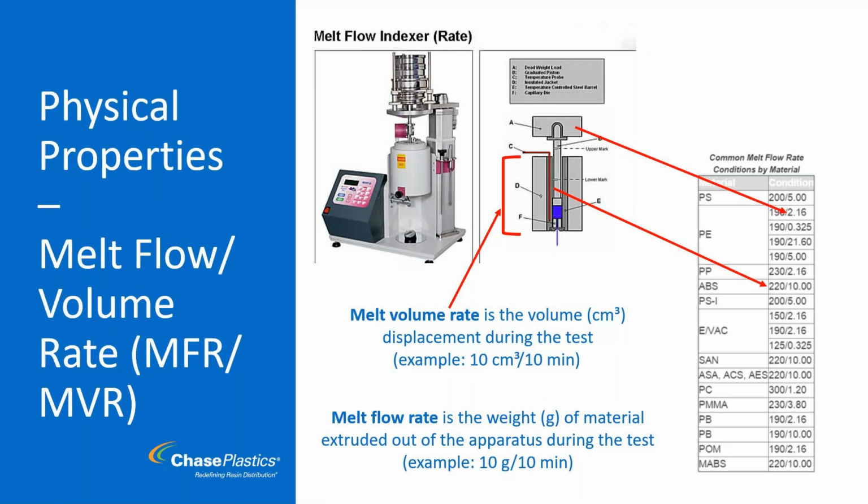And then we talked about melt volume rate. It's the amount of volume, in cubic centimeters, displaced during the test. So if you look over here where I've highlighted, it will take the volume of how much has been moved in this apparatus per 10 minutes. An example could be 10 cubic centimeters per 10 minutes. That's how much was displaced. Then your melt flow rate is going to be your weight. We weigh how much material comes out in 10 minutes, so 10 grams per 10 minutes.